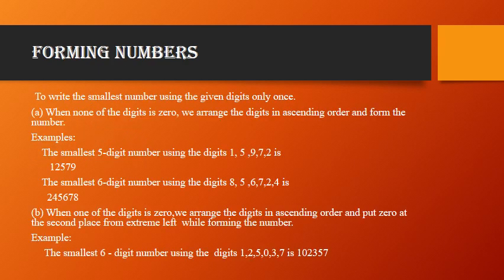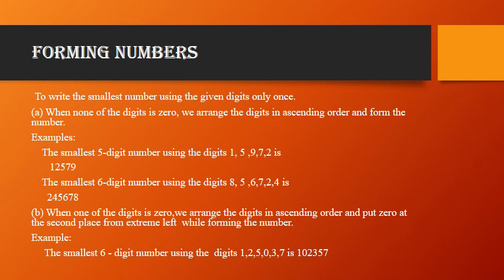So children, our next topic is forming numbers, that is, you need to find the smallest number and you need to form the greatest number. So the first one is to write the smallest number using the given digits only once. Means whichever digits are given, you need to use each digit only once. So children, the first condition is when none of the digits is 0, we arrange the digits in ascending order and form the number.